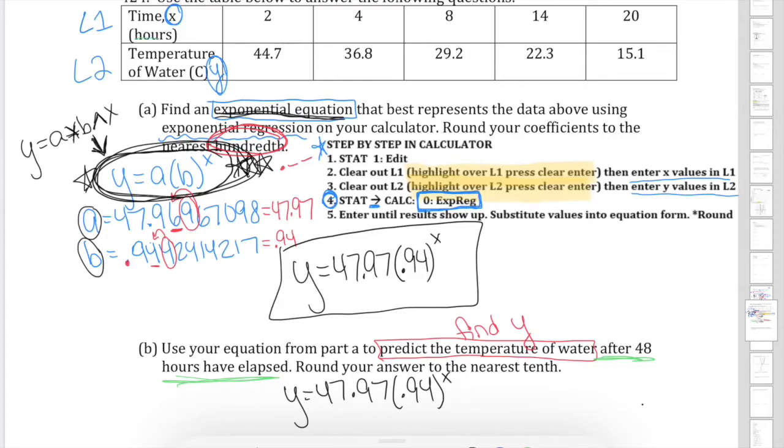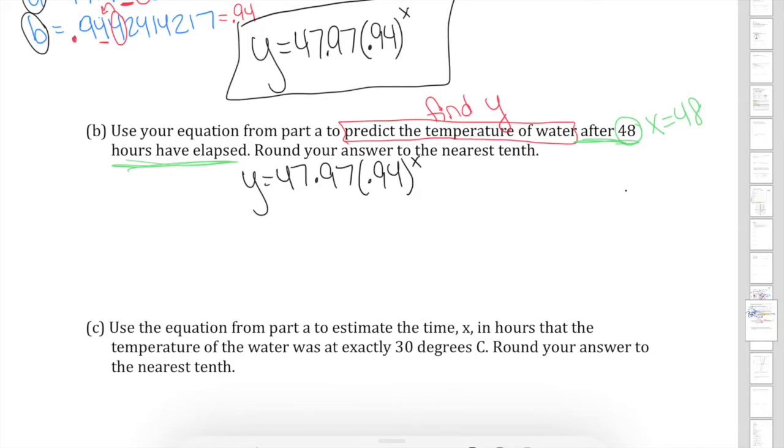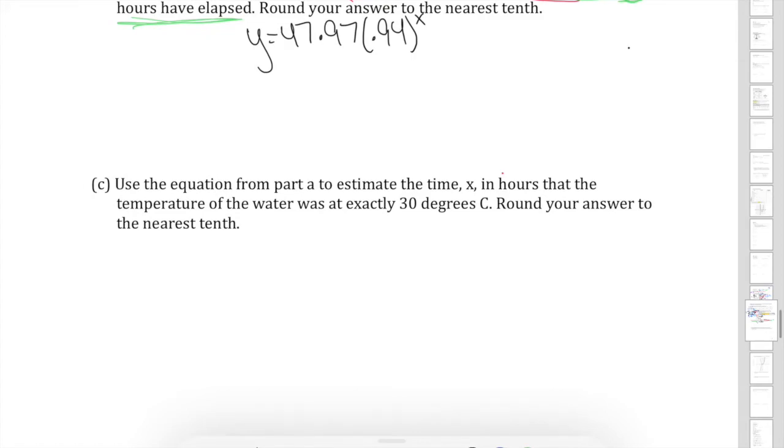Now look at what else it tells me. After 48 hours have elapsed, go back up. What letter represents hours? Look right here. Time in hours is x. So when it gives me 48 hours, it's ultimately telling me that x is 48. So it's like coded in there, but it's ultimately asking me to find y when x is 48. So that's what I'm going to do. I'm going to leave y alone. Bring down the 47.97 times 0.94, and then plug in 48 for x.